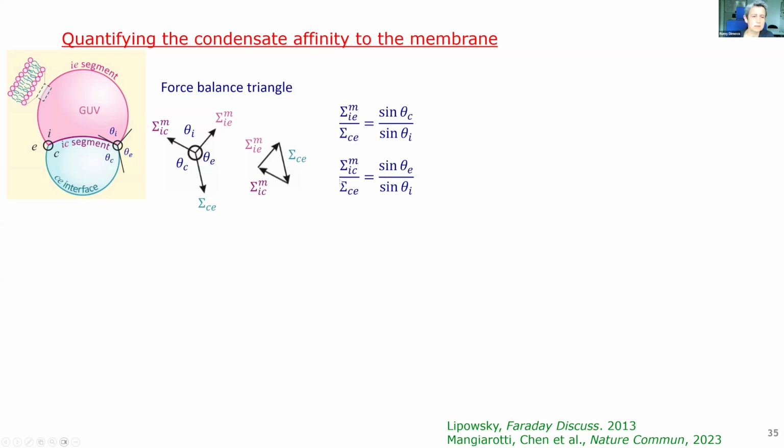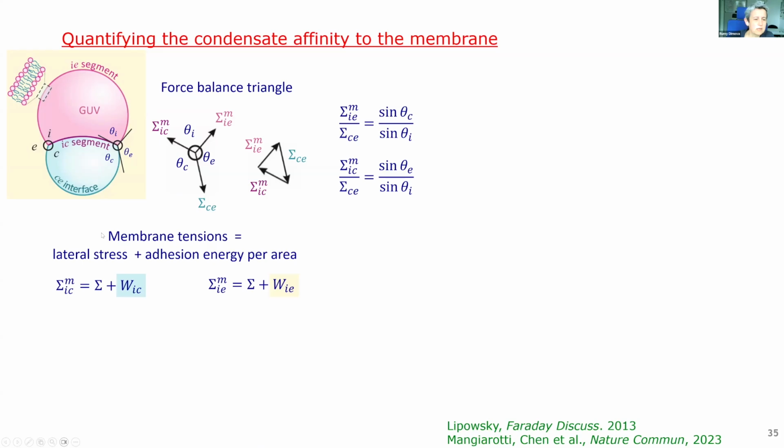contact angles. Now, if we look into these two tensions acting on these two membrane segments, so this and this, you can also think of them as composed of a lateral stress, which would tell you how tense the whole vesicle is, and contributions from two kinds of what you can call adhesion energy per area. So the adhesion energy for this segment because it adheres to this condensate, and the adhesion energy of this segment because it adheres to the external condensate-depleted solution. And already here you see with the blue and the yellow that this is the one that defines the affinity contrast of the membrane to the two different phases.